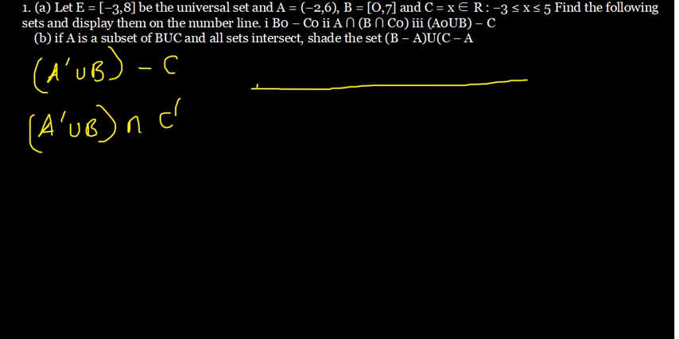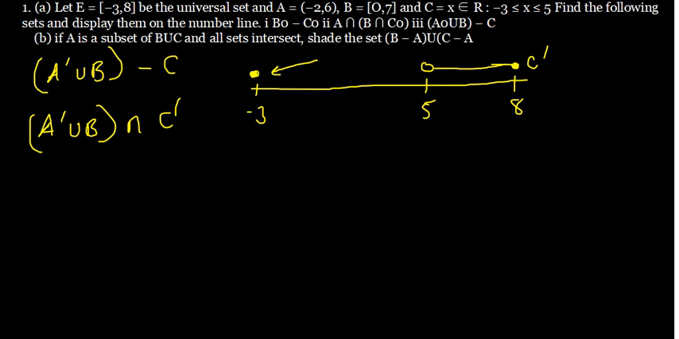The universal set is from -3 up to 8. We are including both this and this. Okay. Now C is starting from -3 up to 5. Since 5 is in C, it's not going to be in the complement. So this is going to be C complement.